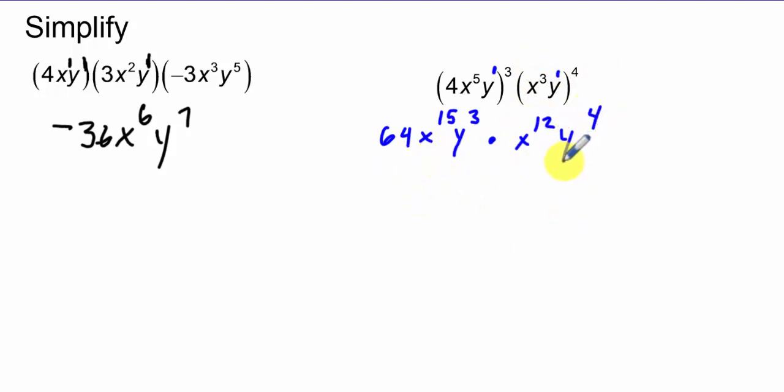We've turned this now into a product. So 64 times 1, there's no constant over here. It's an invisible 1. So that's a 64. I'm going to look for the same bases now. So x is a base, and I add the powers, which gets me a 27. And then y, add the powers to the 7th.